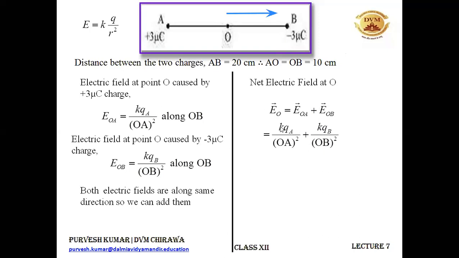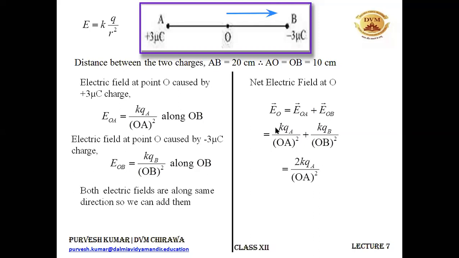The value of K we know is 9 into 10 to the power 9, and OA is also equal to OB, that is equal to 10 centimeter. So these two terms are same. Magnitude wise, KQA upon OA square and KQB upon OB square, they are same, because QA is equal to QB in magnitude and OA is equal to OB in magnitude. So I can easily write it like this, twice of KQA upon OA square, because these two terms are same. Just adding x plus x gives you 2x. Similarly, KQA upon OA square plus KQA upon OA square gives you 2KQA upon OA square.